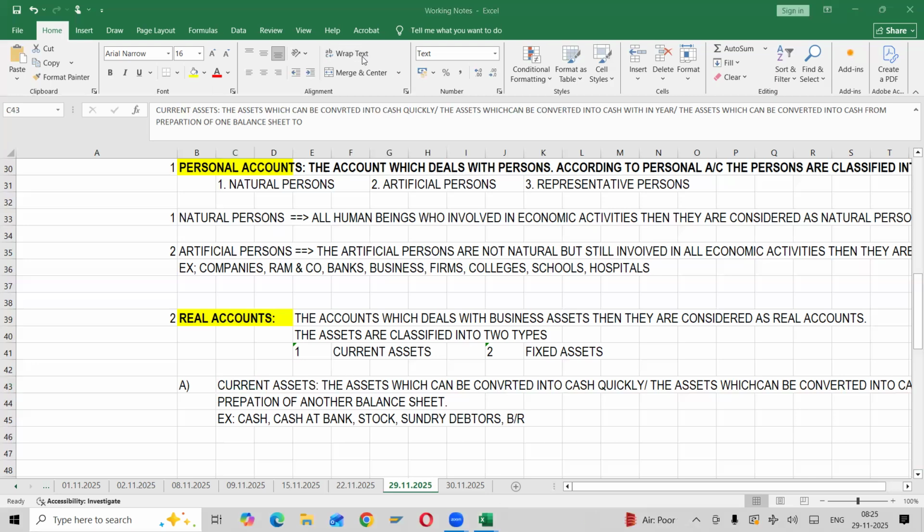Yes, no. It can be converted, but we need to categorize. I'm a layman. When you said assets are of two types, current asset and fixed asset, and you said current asset means which can be converted into cash within a year's time, that is 365 days, or from preparation of one balance sheet to another, so simple. And you have given a few examples: when I asked land, building, machinery, furniture, you said those are fixed assets.